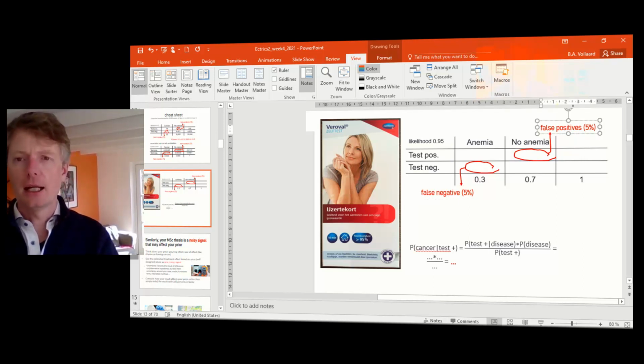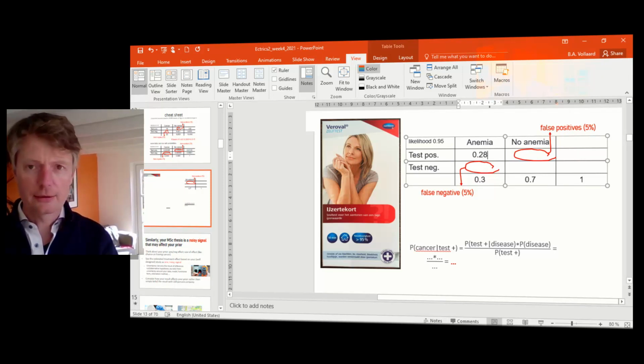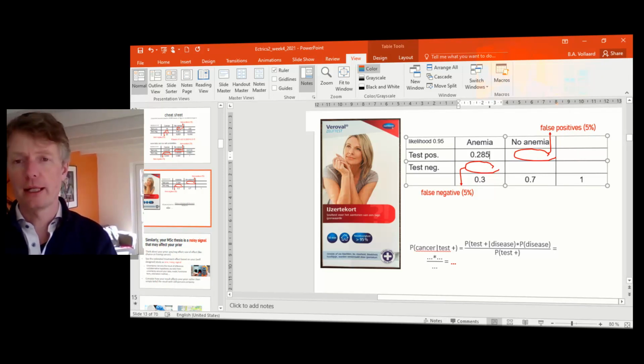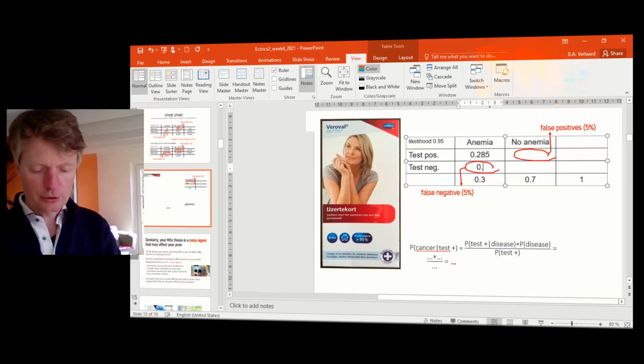Then, let's see, the chance of a positive test result given that I do have anemia is 0.95 times 0.3, right? And that is equal to, and I computed that already, 0.285. Close to 0.3, but not quite. So I still do have some false negatives, and those are equal to 0.015.